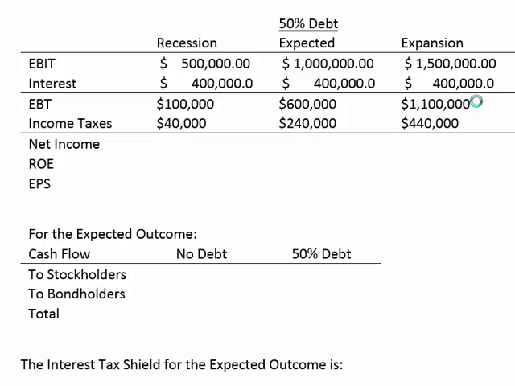So my net income is the difference between my EBT and my income taxes. So I take $100,000 minus $40,000, gives me $60,000. $600,000 minus $240,000 gives me $360,000. And then finally, 1.1 million minus $440,000. I'm going to use my calculator just to make sure I give you the right answer. Gives me $660,000.